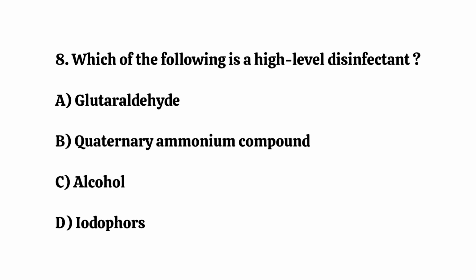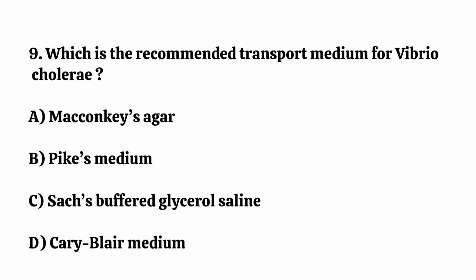Next, which of the following is a high-level disinfectant? A. Glutaraldehyde, B. Quaternary ammonium compound, C. Alcohol, D. Iodophores. The answer is A. Glutaraldehyde.